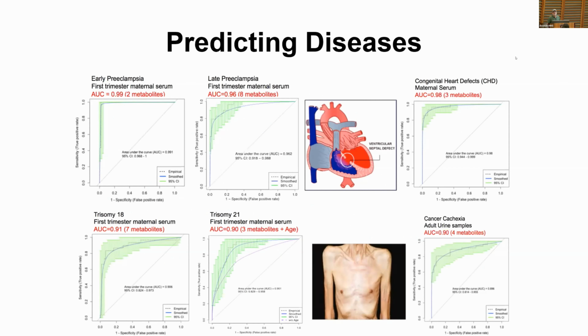So these are just some applications of using quantitative kits, quantitative systems to look at things like preeclampsia, congenital heart disease, cachexia, trisomy 21. These are all conditions. Some are prenatal, some are in adults, some are in pregnant women. The performance in terms of the ROC curves are all excellent, much better than what we get with other types of markers. Usually representing a panel of 2, 3, or 4 metabolites and their concentration changes.